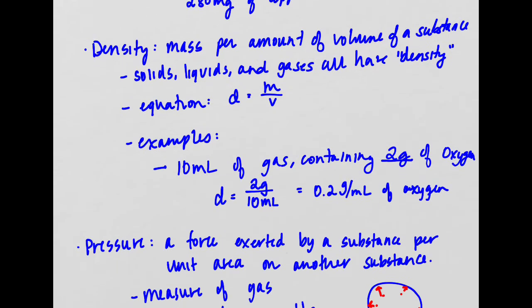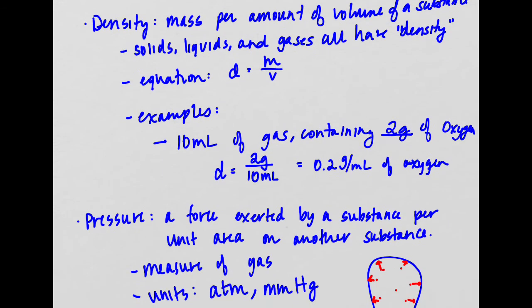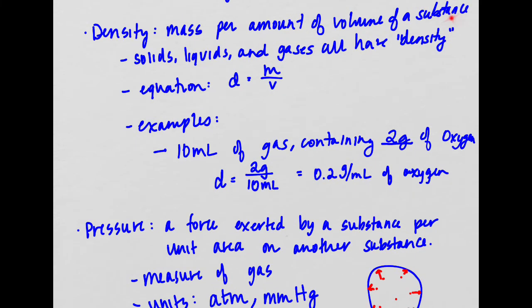And then we have density. Density is mass per amount of volume of a substance. So the amount of mass, so for example, grams, in an amount of volume. For example, milliliters. That's our most common unit that we'll see, grams per milliliter. But it doesn't have to necessarily be that. Remember, we talked about density a lot when we were talking about gas particles. We talked about it with all 3 of the states of matter.